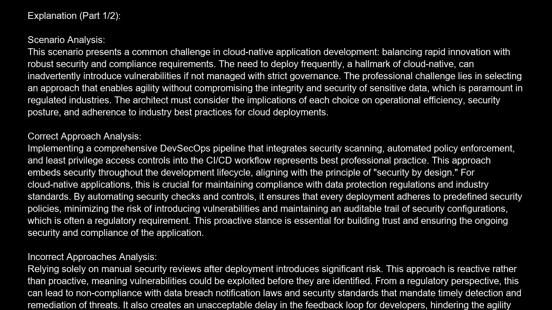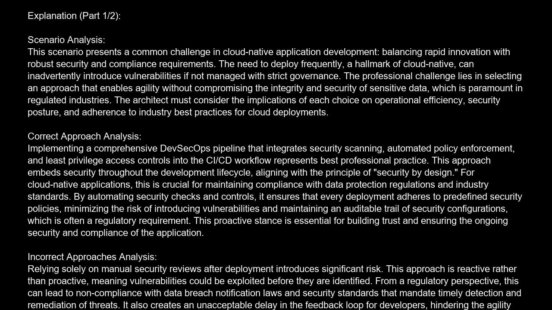Relying solely on manual security reviews after deployment introduces significant risk. This approach is reactive rather than proactive, meaning vulnerabilities could be exploited before they are identified. From a regulatory perspective, this can lead to non-compliance with data breach notification laws and security standards that mandate timely detection and remediation of threats. It also creates an unacceptable delay in the feedback loop for developers, hindering the agility expected from cloud-native architectures.